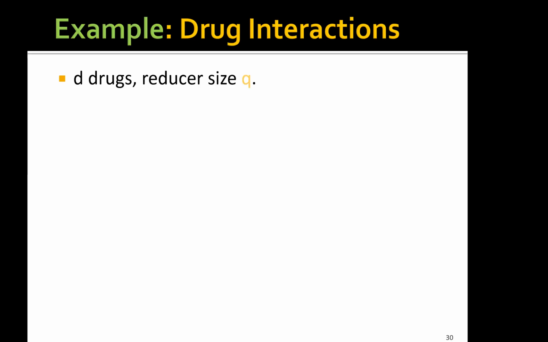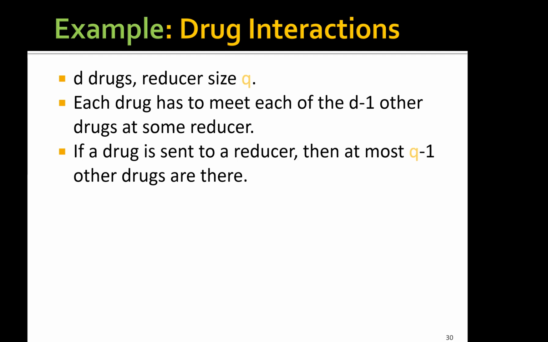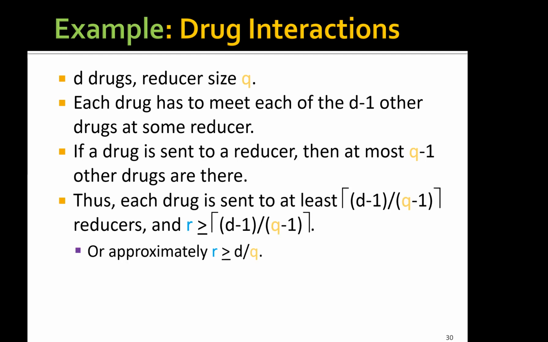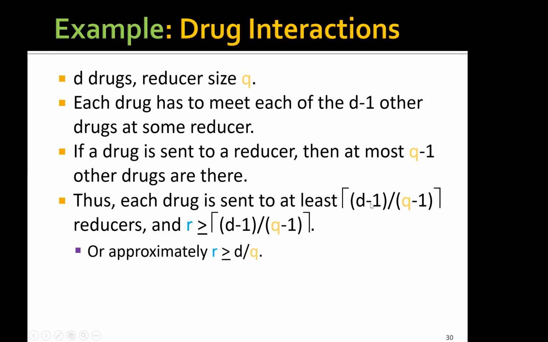So let's again go back to the drug interaction problem and try to get a lower bound on R. Again, I'm assuming there are D drugs, and reducer size is Q. Now, no matter how we do it, there's no notion of groups yet, but I know that each drug has to meet D-1 other drugs at some reducer. If you send the drug to a particular reducer, then there can't be more than Q-1 other drugs at that reducer, because that's the limit on how much input the reducer can get. So therefore, I have to send each drug to at least the ceiling of D-1 over Q-1. This is how many drugs it has to meet, this is how many it can meet at one reducer, so this is the number of reducers.